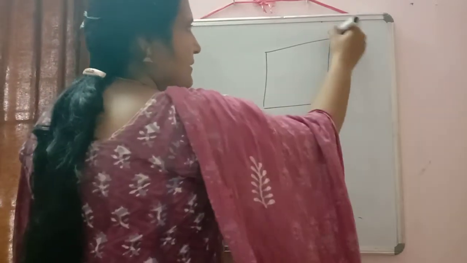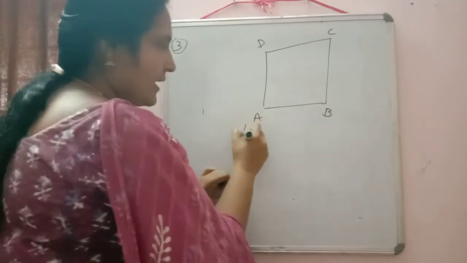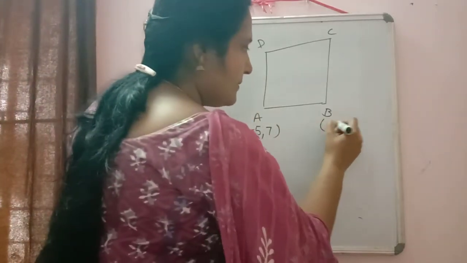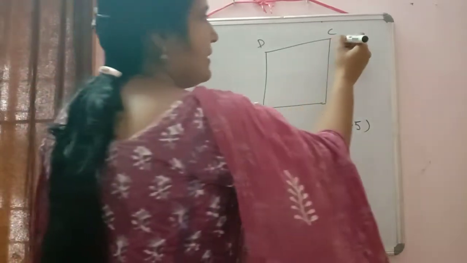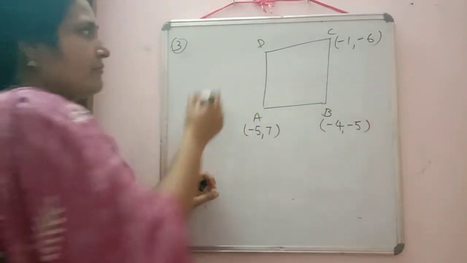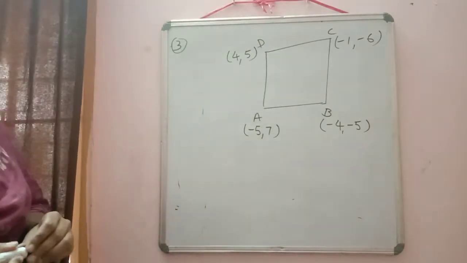Always write the quadrilateral in proper order there. A, B, C, D. Coordinate of A: minus 5, 7. B: minus 4, minus 5. C: minus 1, minus 6. And D: 4, 5. These are the coordinates given.